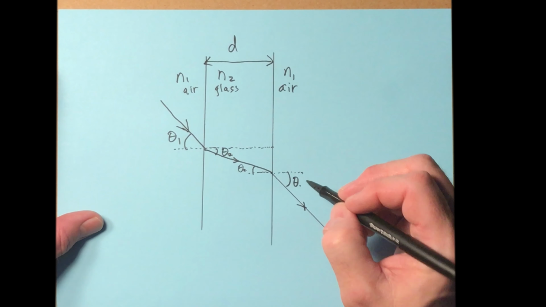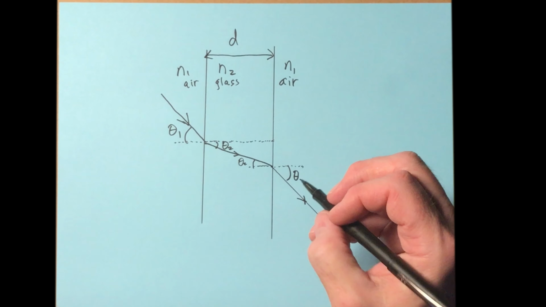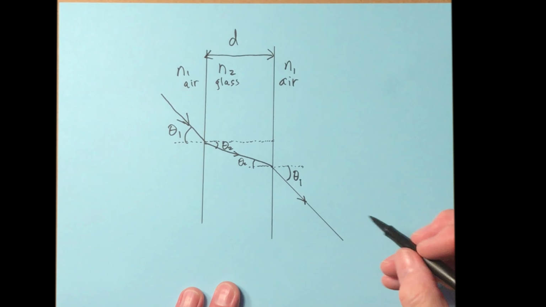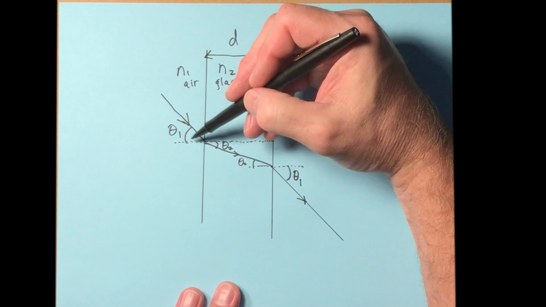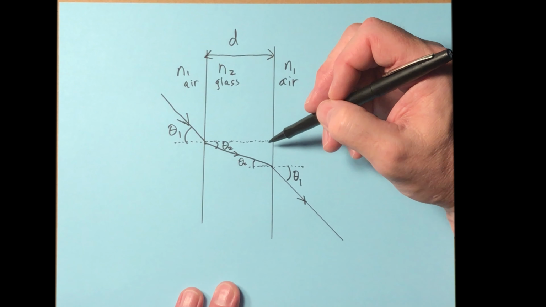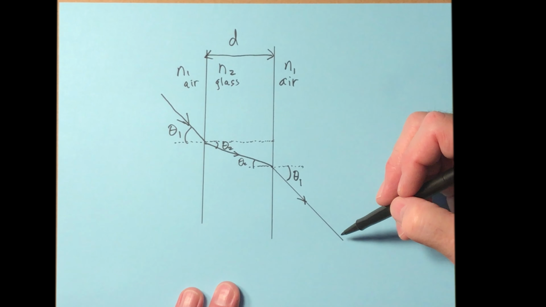That angle there, if you did some geometry here, that theta 1 is the same as that theta 1. In other words, the incident ray goes in at an angle of theta 1. It refracts on the interior of the glass, but then it also exits at theta 1, at the same angle.